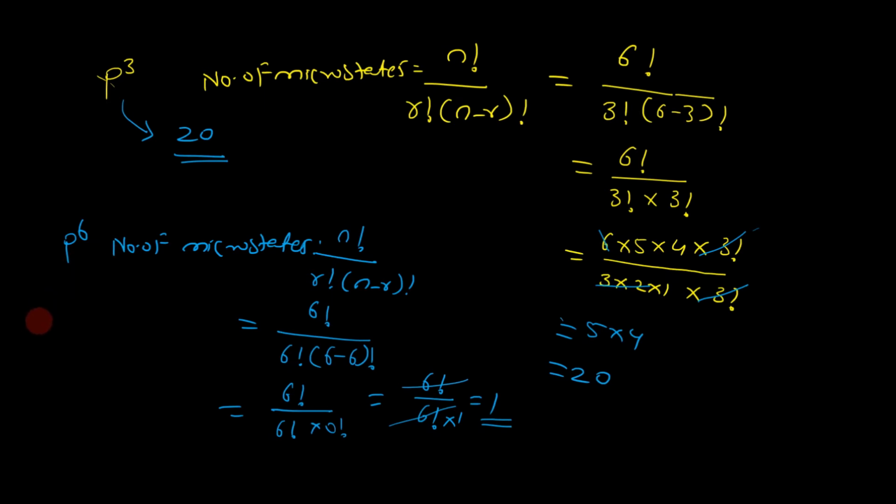That's why for S2 or P6 or D10, where the subshells are fully filled, the number of macro states will be only 1.